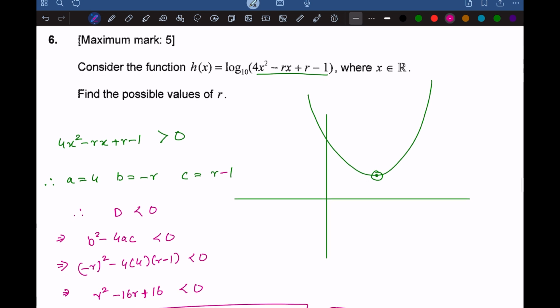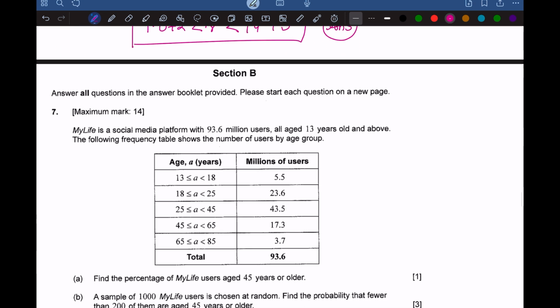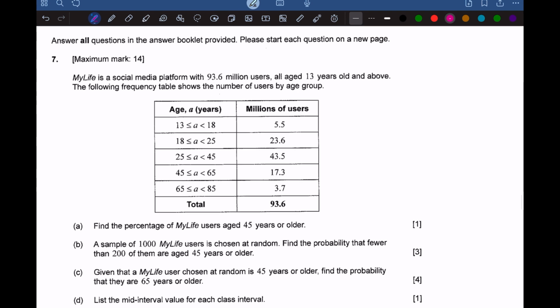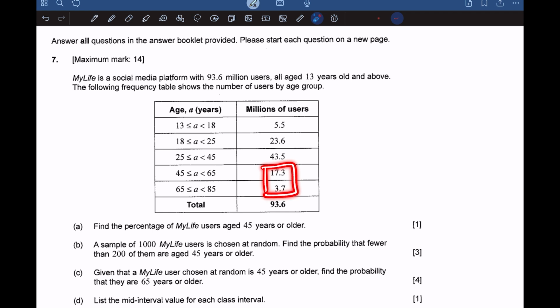Now we'll move on to section B. Here we have 3 big questions. Let's start with question 7. My Life is a social media platform with 93.6 million users, all aged 13 years old and above. The frequency table is also given. You have to find the percentage of My Life users aged 45 years or older. 45 or older is basically these two: 45 to 65 is 17.3 million and 65 to 85 is 3.7.